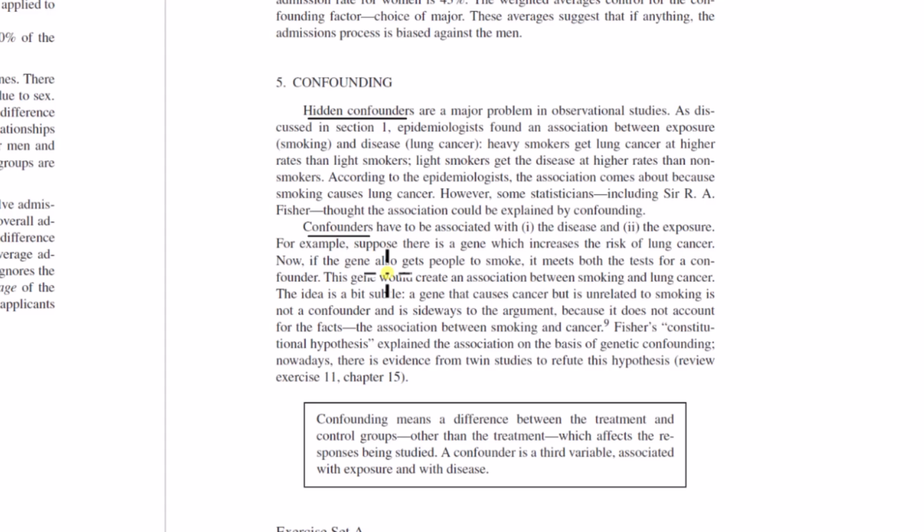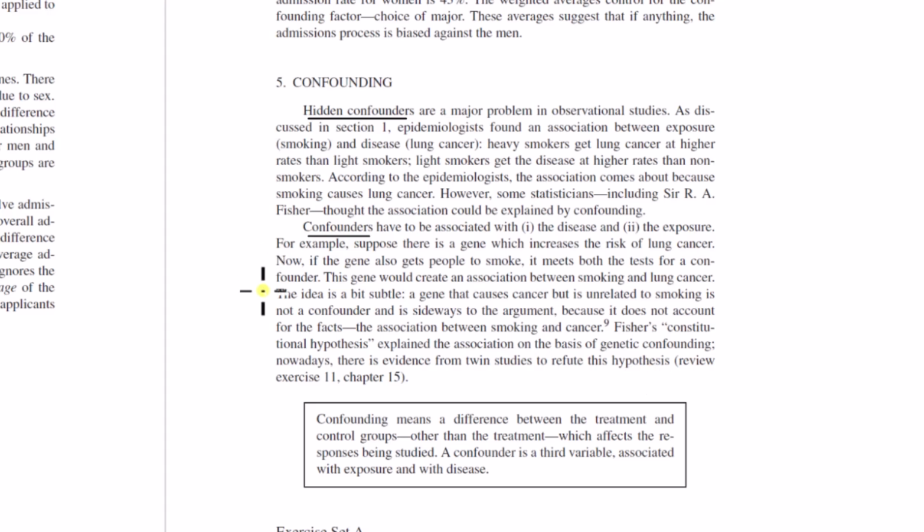That's a different issue. You have to treat the gene, the habits of people with this gene. The smoking doesn't matter, right? So for something to be a true confounder, it needs to be associated with both. In this circumstance, the disease and the exposure. And so Fisher tried to argue the association between disease, lung cancer, and smoking on the basis of genetic confounding. Nowadays, there's evidence from twin studies to refute this hypothesis.